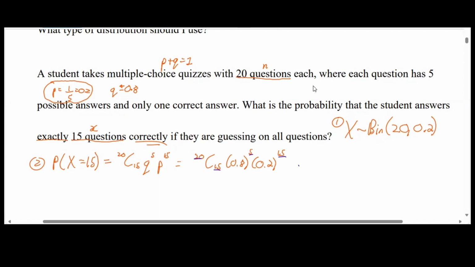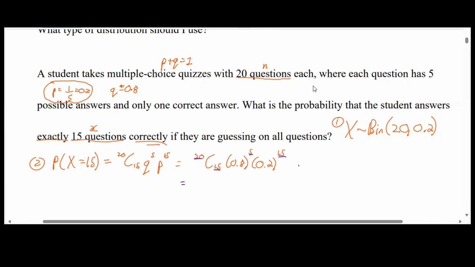That's using the equation. N, you know what N is, that is the parameter. And you know what P is, one of the parameters. They want 15, so that's X. That's plugging it straight into the equation. So you end up with this here, and you can just plug it in a calculator.